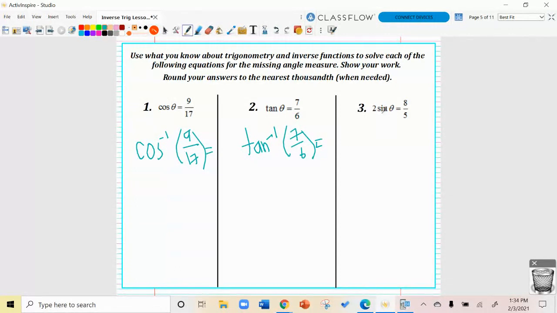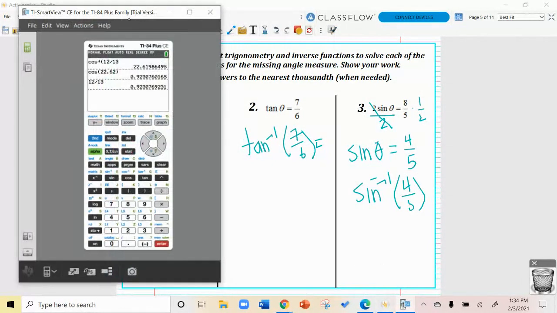Whoa. Well, before I can actually do the inverse, just like when we were doing squaring and square rooting, I have to divide by 2. That's the same thing as multiplying by 1/2. Right? If I split something into 2 equal parts, I'm multiplying it by 1/2. That cancels. And then I've got sine of theta equals 8 over 10. So 4/5. And then I would do sine inverse of 4/5. Go try it in your calculator.